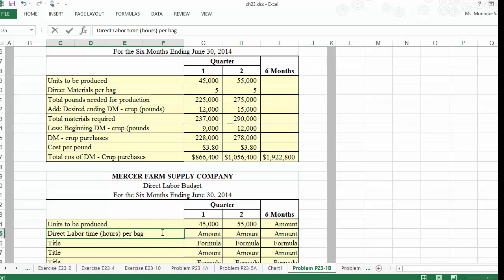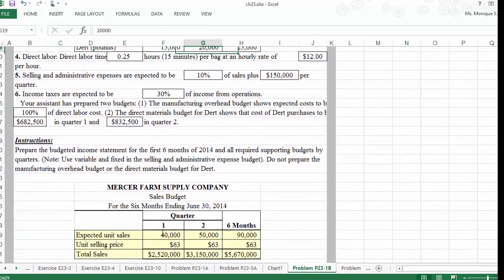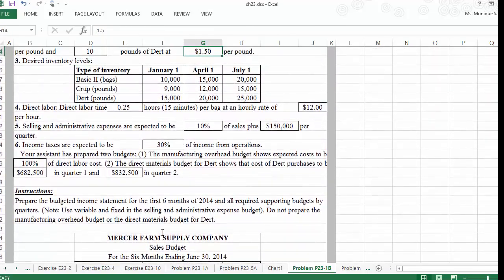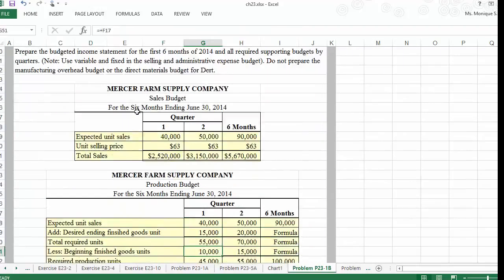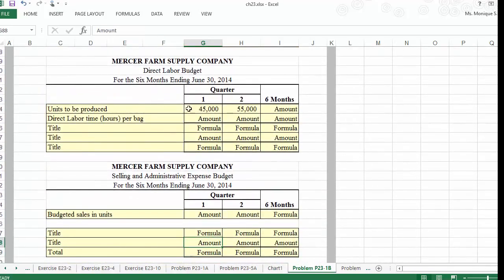One bag, and that amount would be, let's go up to their instructions. Each bag requires how much time? It requires 15 minutes, which is 1/4 of an hour, since there's 60 minutes in an hour. So hour-wise, we're talking about 0.25.